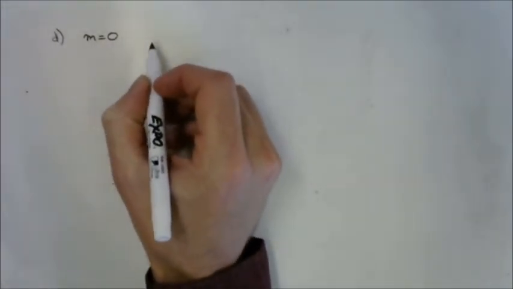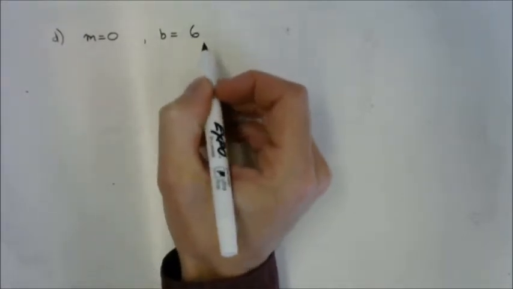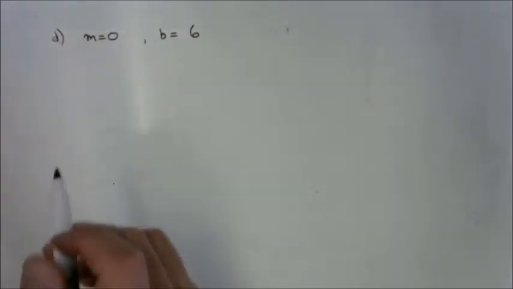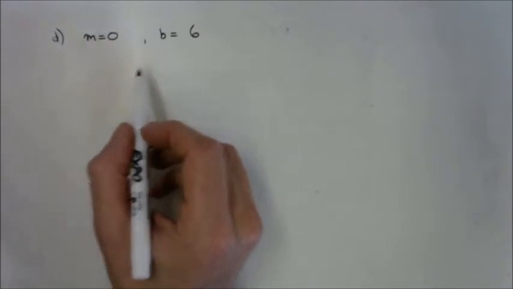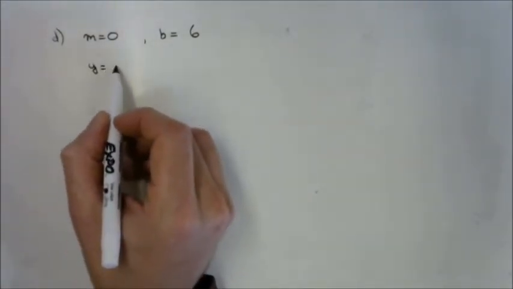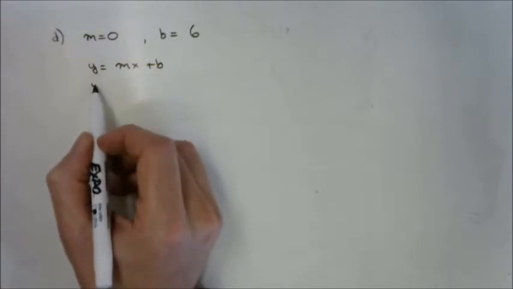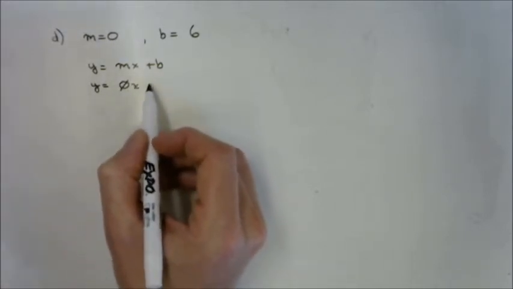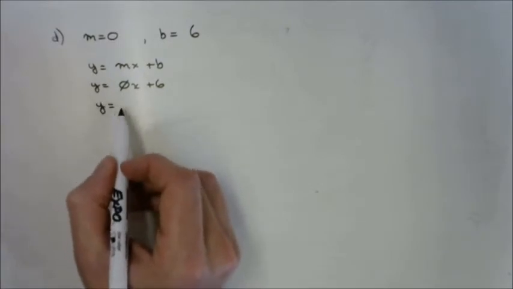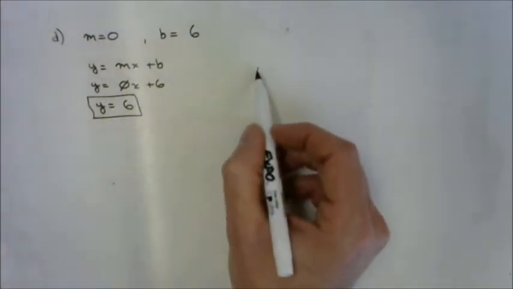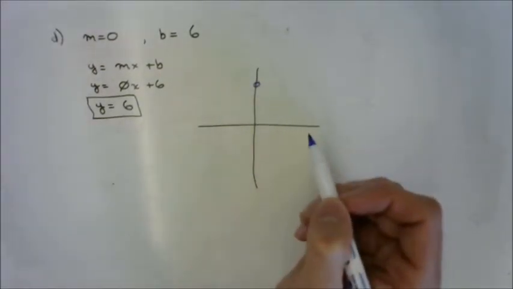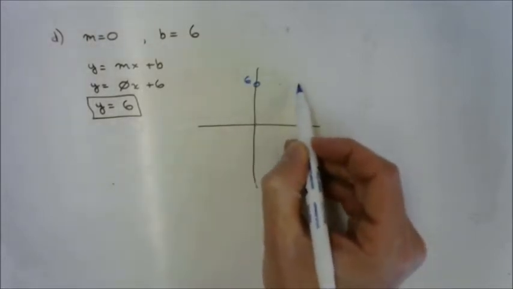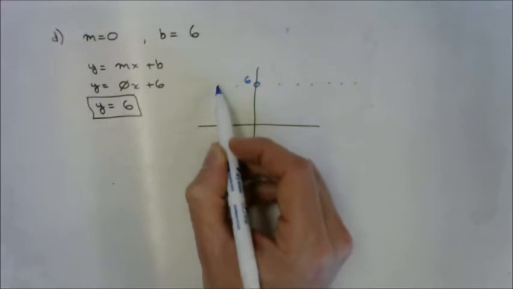We're given m of 0 and a b of 6. Okay, this is a vertical now. Careful. Slope is 0, not undefined. Slope is 0, and the initial value is 6. So why not plug it into your equation? mx plus b, y equals 0 times x plus 6. Y equals 6. And now when you're plotting your grid, you know that not only is the initial value 6, but every single point on the graph has a y coordinate of 6.